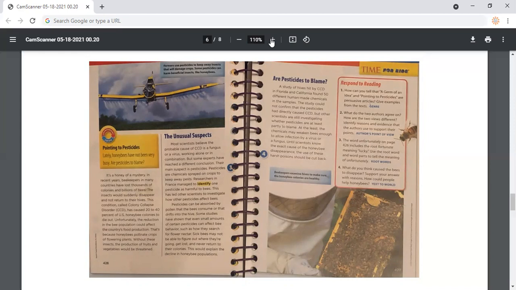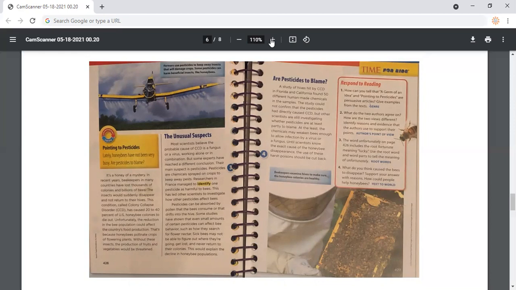It's a honey of a mystery. In recent years, beekeepers in many countries have lost thousands of colonies and billions of bees. The insects would suddenly disappear and not return to their hives. This condition, called colony collapse disorder, or CCD, has caused 20 to 40% of U.S. honeybee colonies to die out. Unfortunately, the reduction in the bee population could affect the country's food production. That's because honeybees pollinate crops of flowering plants. Without these insects, the production of fruits and vegetables would be threatened.